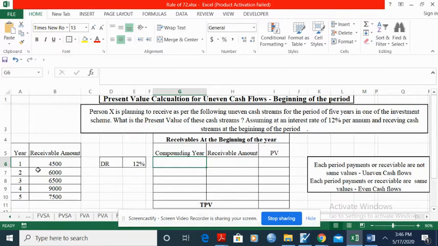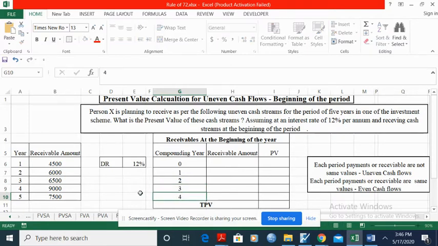Suppose if you look at the first case, Mr. X is receiving 4,500 rupees at the beginning of the first year. Beginning of the first year is nothing but the zeroth period, right? What about when he is receiving the second payment? 6,000 rupees he is receiving at the beginning of the second year. The beginning of the second year is nothing but the end of the first year, so the compounding is only 1 year. Similarly, 2, 3, and 4.